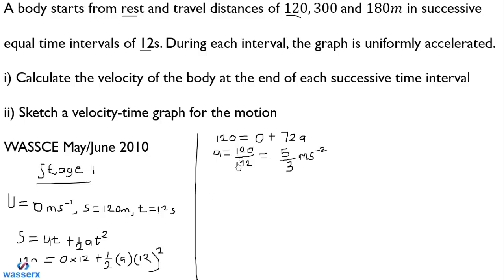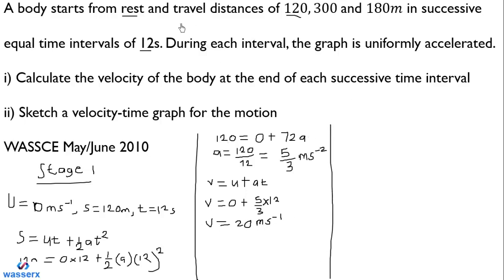Now we need to calculate the velocity of this stage. Velocity v is equal to u plus at. We know the initial velocity to be 0, then a is 5 over 3 that we just calculated, times the time, which is 12 seconds. This simplifies to give us 20 meters per second. So that is the final velocity for this stage of the journey.